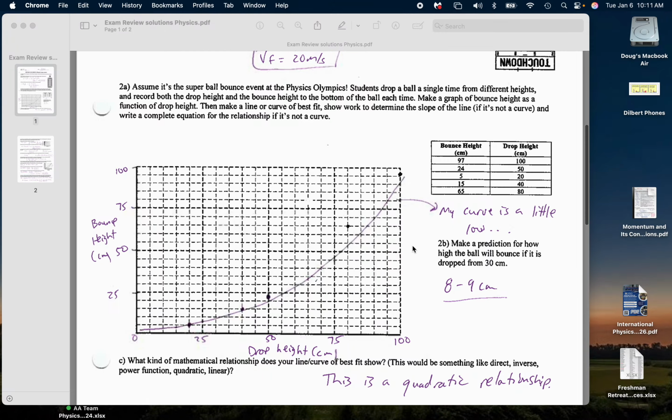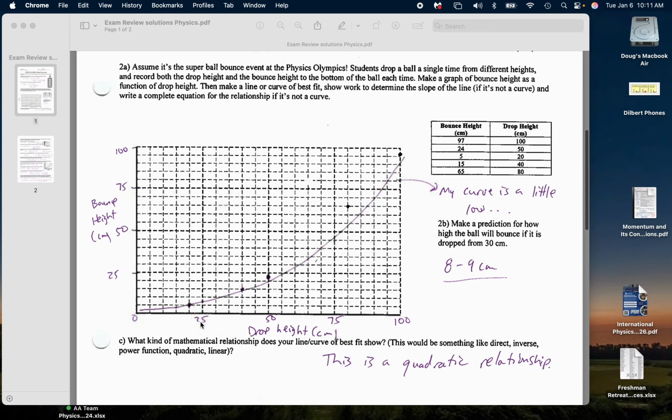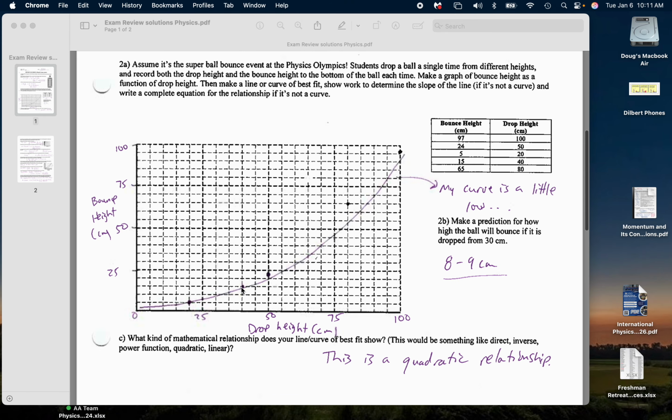This ended up being a curve. So my curve here should have been probably a little bit steeper because it's below these last two data points. Make sure when you plot the data points, it's really clear to me where you plot them. And in this case, it says determine the slope of a line if it's not a curve and write an equation. Well, this is a curve, so you don't have to do that.